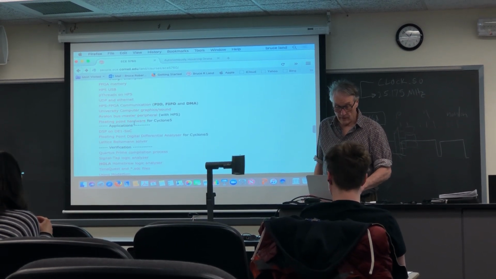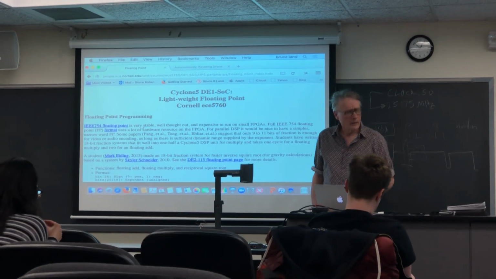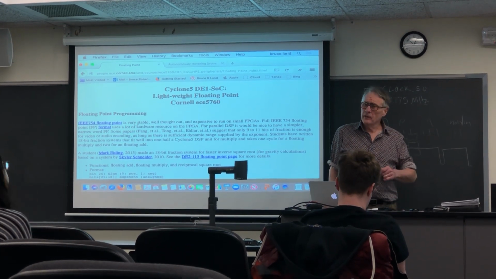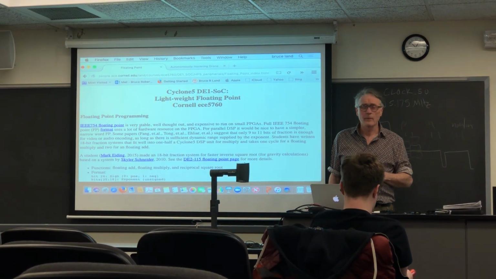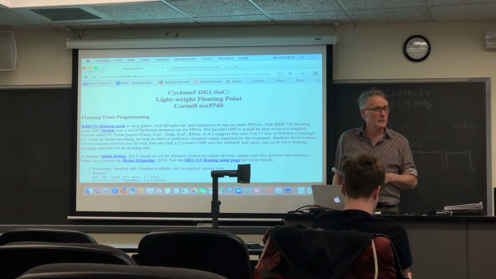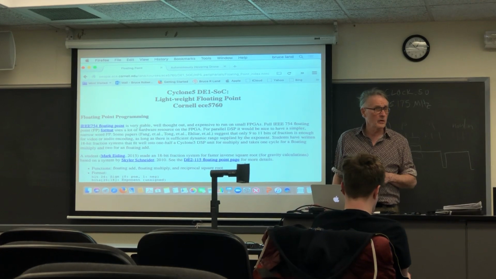Floating point. You know how IEEE 754 floating point works? Do you know what the format is? Anything about it? Were you ever taught that someplace or another, in computer architecture or something?